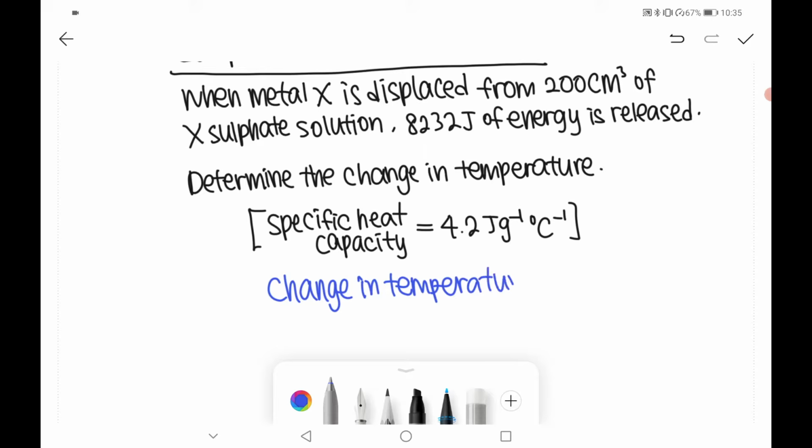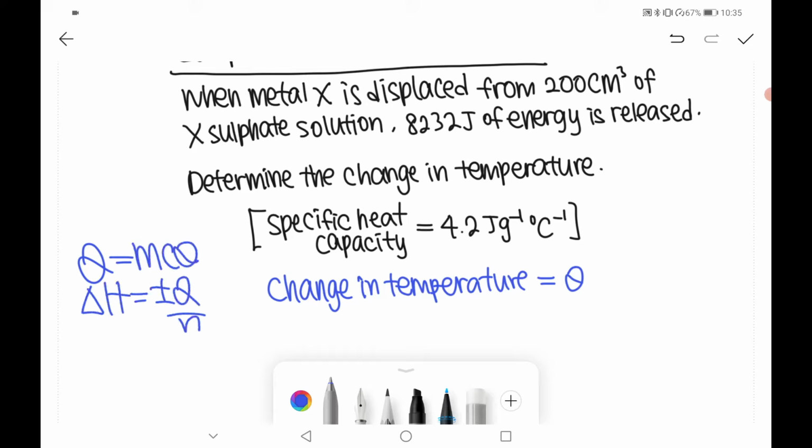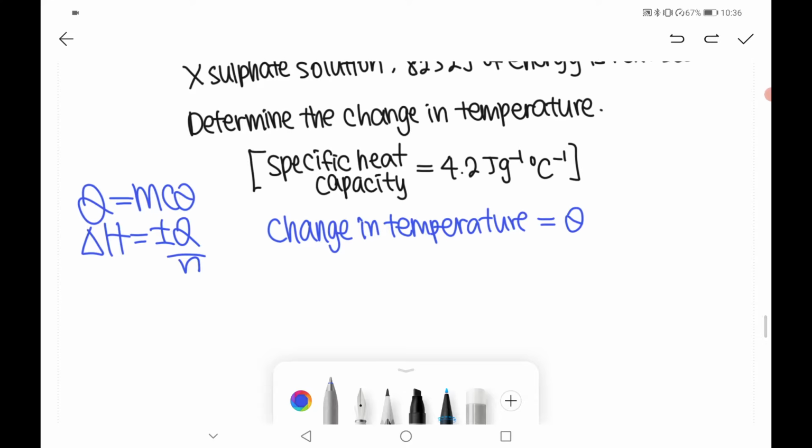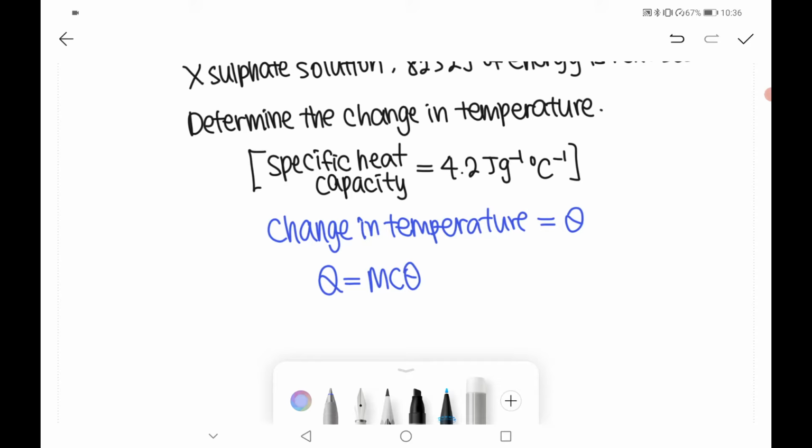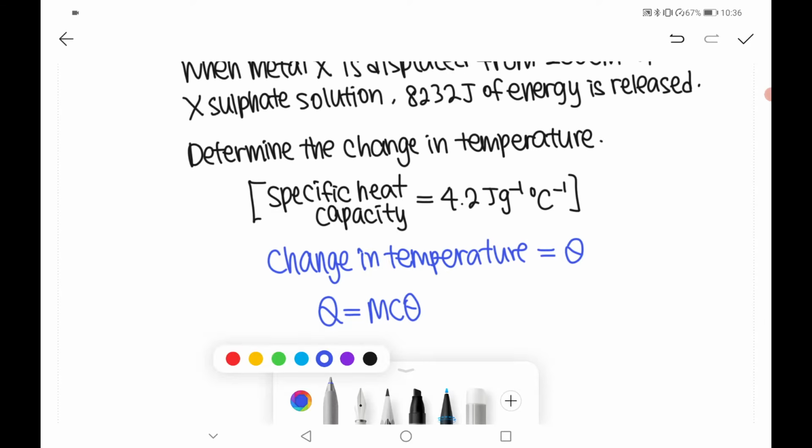Remember, we always play with two formulas. One is Q equal to mc theta. Another one is delta H equal to plus minus Q over n. These are the two most important formulas. So which formula can help us to find theta? Only the first formula has theta, right? So let's copy it: Q equal to mc theta. Now to find this, we need to fill in the blanks.